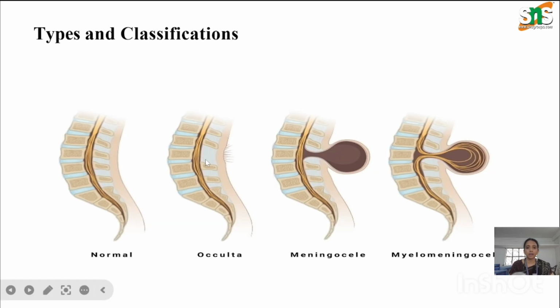So you can see in the occulta, the vertebra is missing, so the tuft of hair is present here and a dimple can be seen in the occulta case. In case of meningocele, only the meninges will be protruding outside. The nerve structure and the spine are not affected. In myelomeningocele, along with the nerves and the spinal cord, the meninges are also protruding outside and form a sac-like structure.